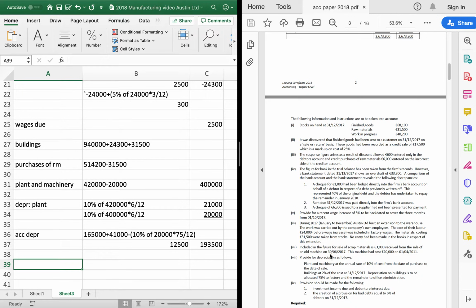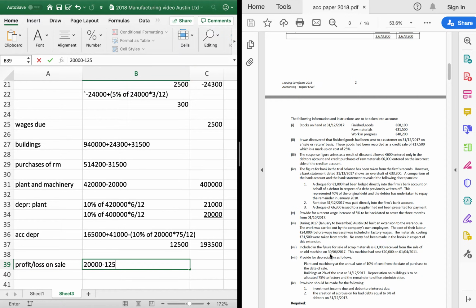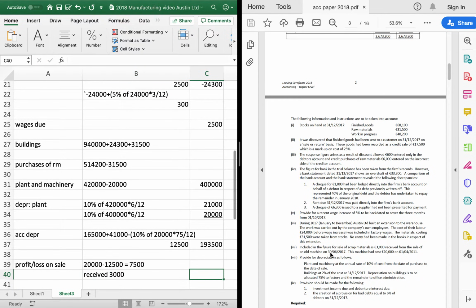Okay, you follow the same process as your sole trader or your company. You find your profit or loss on the sale. It'll nearly always be a loss, but anyway. So its value is 7,500. So 20,000 minus 12,500 is 7,500. And you compare that to what you received. You got scrap for it. You received 3,000 scrap. So you made a loss of 4,500.